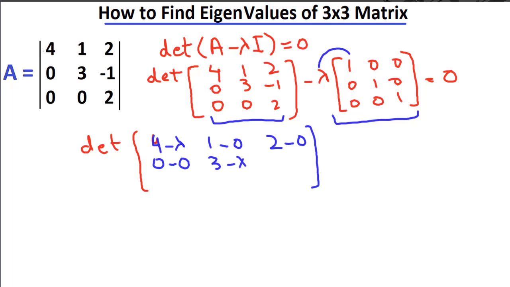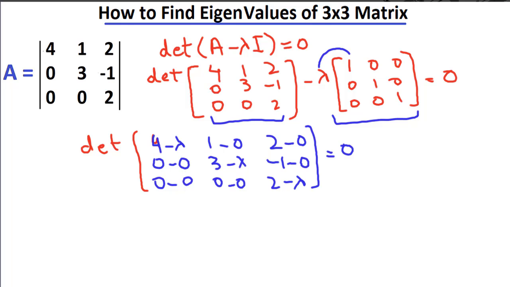And then minus 1 minus 0. Then the last row is 0 minus 0, then 0 minus 0, and then 2 minus lambda. So you can see here that lambda will be in the diagonal because all the ones were in the diagonal in the identity matrix. So we have to equate it to 0.